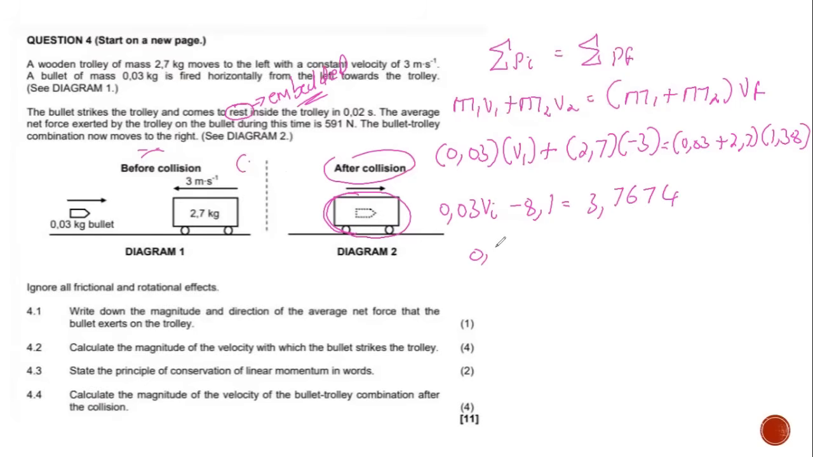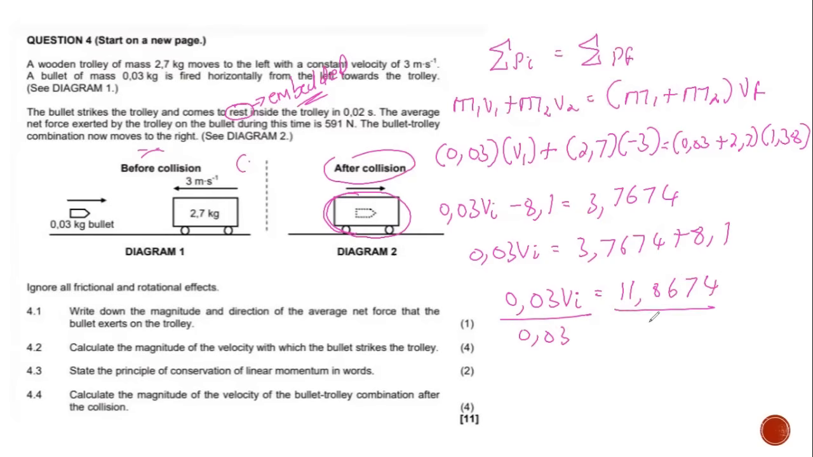3.7674. And then 0.03 vi is equal to 3.7674 plus 8.1, right? Then we have 0.03 vi is equal to 11.8674. Then we can divide both sides by 0.03. So make sure that you don't round off until the final answer. So this is 395.58 meters per second, which makes sense for a bullet.